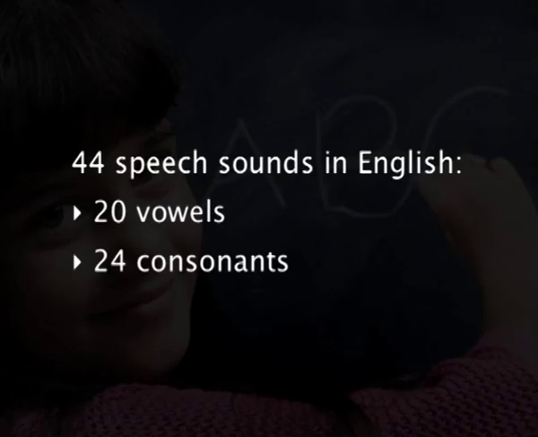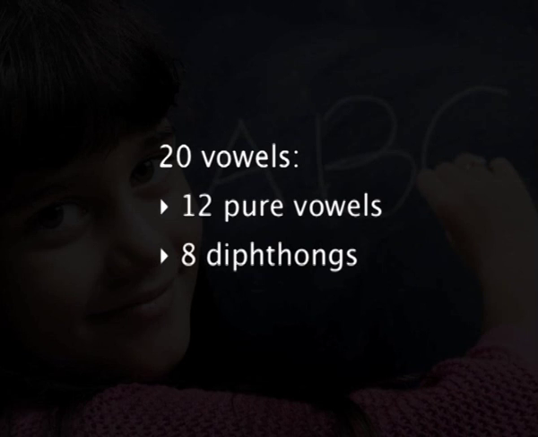Now, let us study the speech sounds in English. There are a total of 44 speech sounds in English, and these speech sounds are categorized into two main categories, that are vowels and consonants. Out of 44 sounds, 20 are vowels and 24 are consonants. Out of 20 vowels, there are two categories: 12 of them are pure vowels and 8 of them are diphthongs.